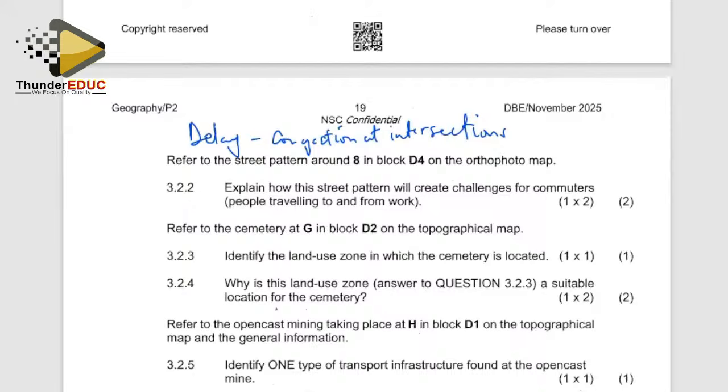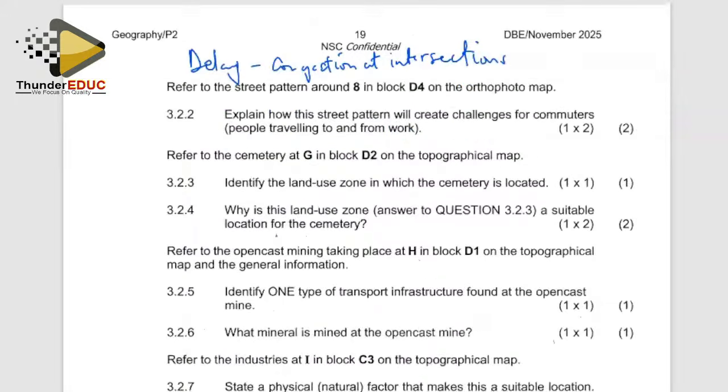And for the same reason, they will have limited route options. The route options will be limited for these commuters because it's either you're going through the street directly to wherever you're going or you're going lost. So the main problem is the delays because of congestion at intersections. It has many intersections where you need to stop and then it is going to create congested traffic.